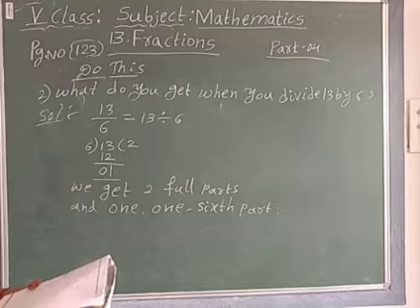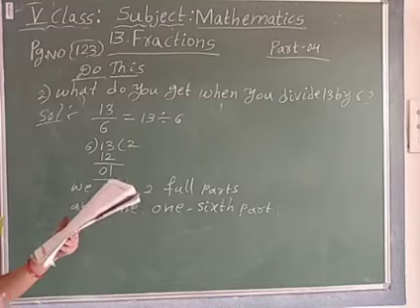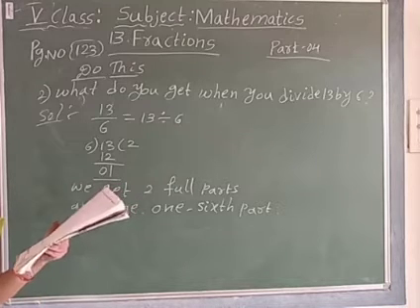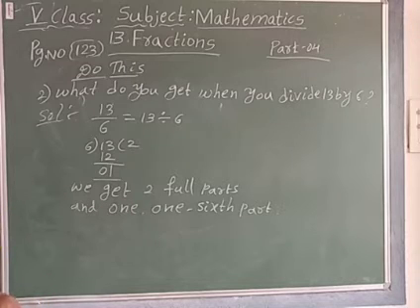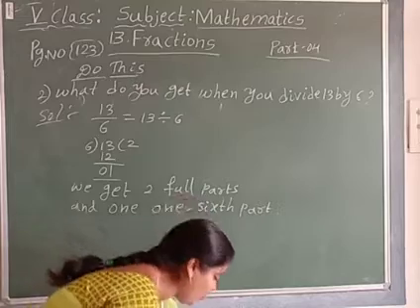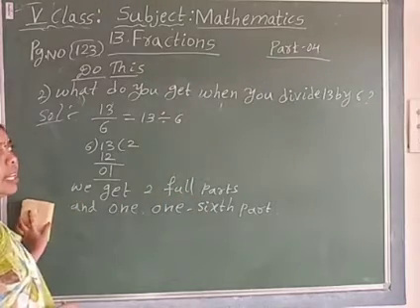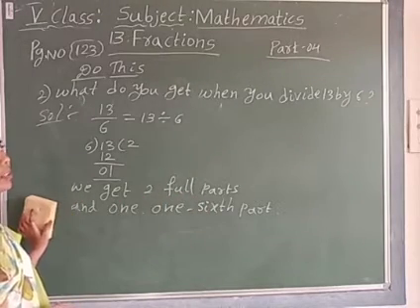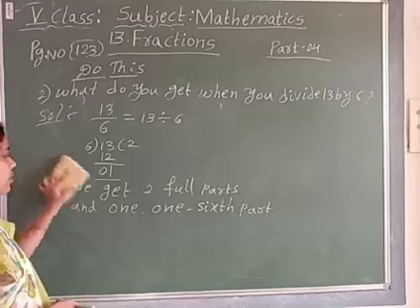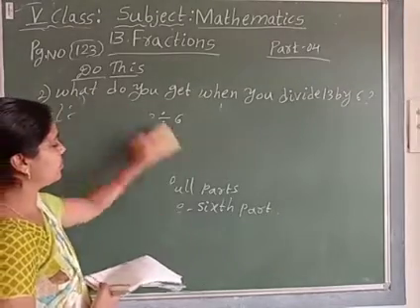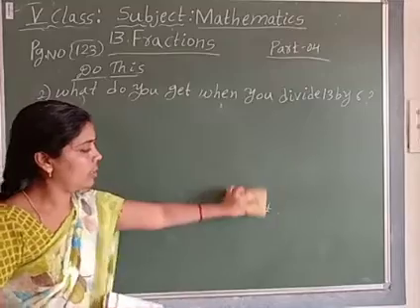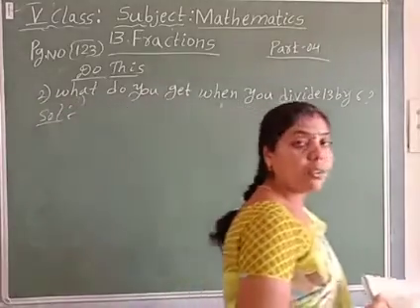So next, the third one you will do, children. The fourth one: what do you get when you divide 12 by 5? 12 by 5, which we are solving. Have you completed this? Okay, good. You will try that. Third one. 12 by 5.